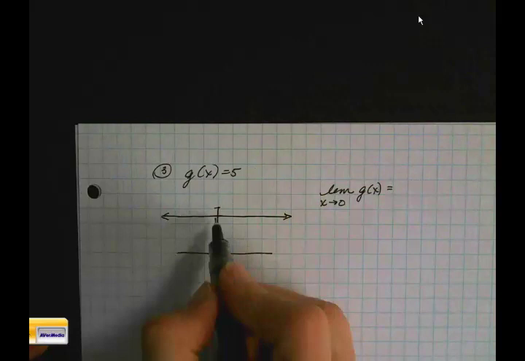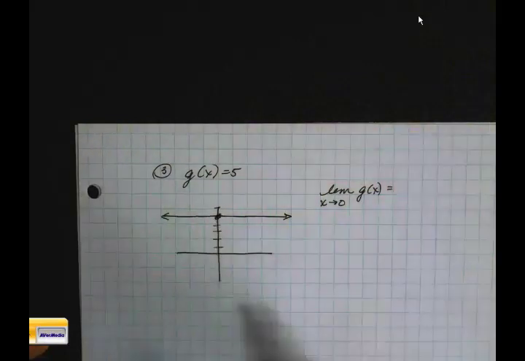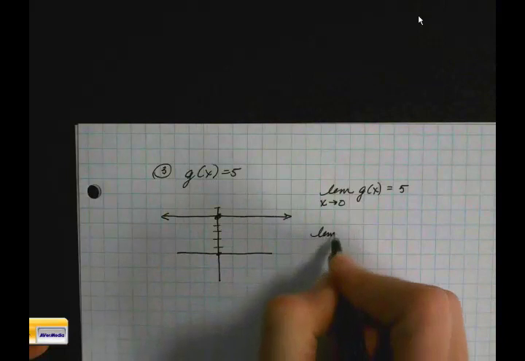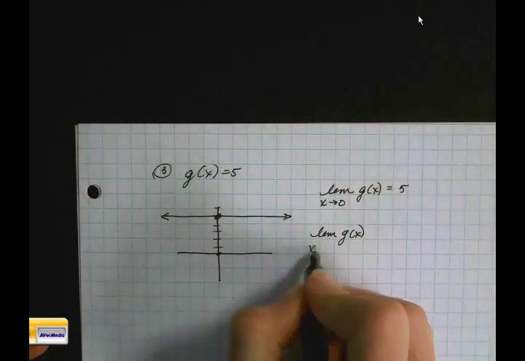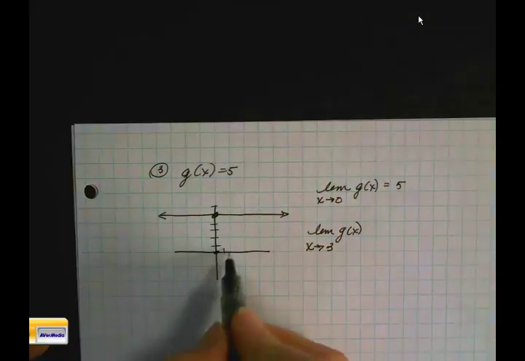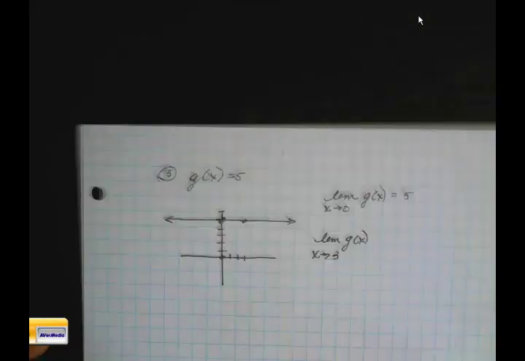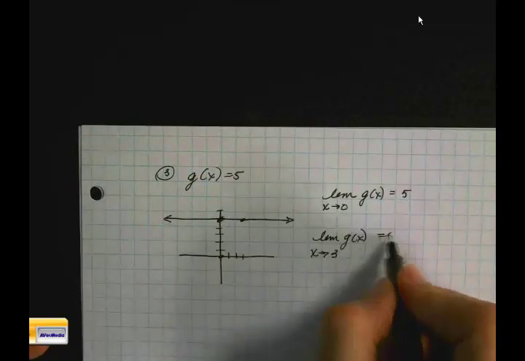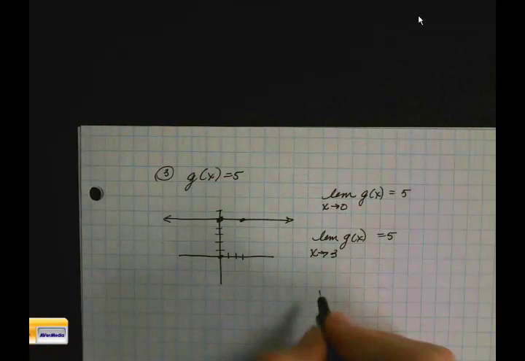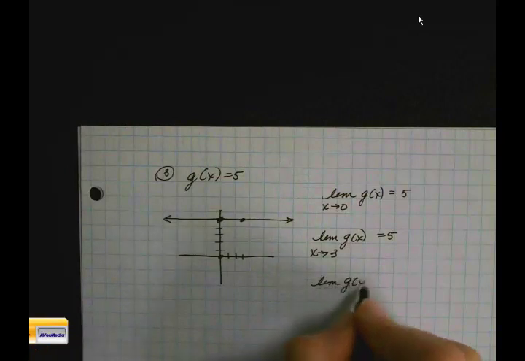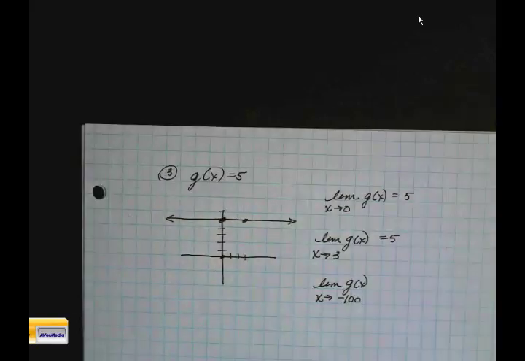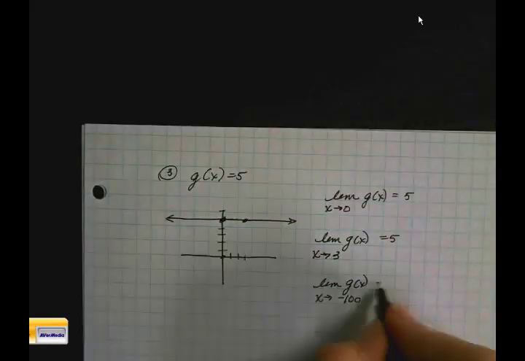5, the height of the graph. Right here, how high is the graph? It's up 5 units when the x value is 0. What is the limit of this function as, say, x is approaching 3? Up here, you're still at a height of 5. So remember, the limit is the vertical value, the height of the function. So we could do this all day. The limit of this function as x is approaching negative 100 is going to be 5.